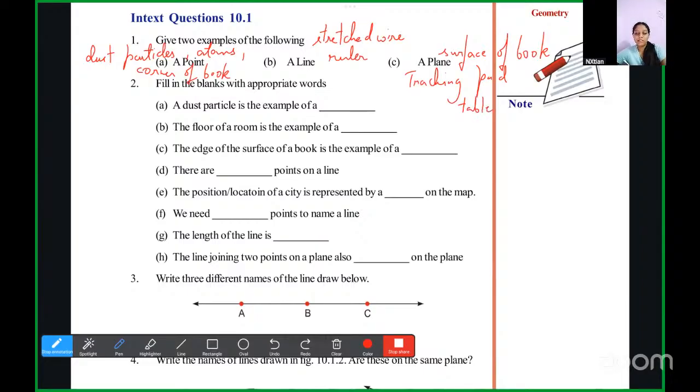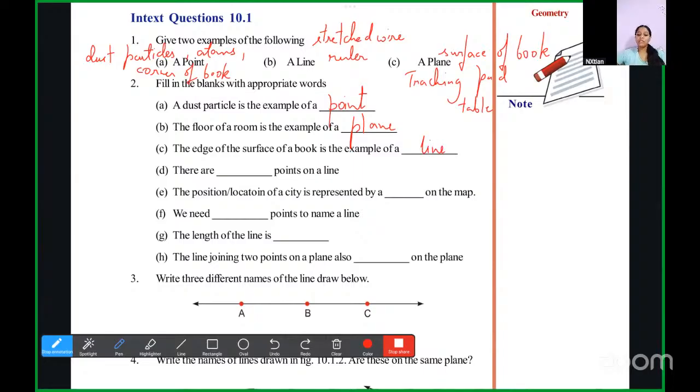Now, you will do the fill in the blanks. A dust particle is the example of a dash. Point. The floor of a room is the example of a dash. Plane. Yes. The edge of the surface of a book is example of a dash. Line. Yes.